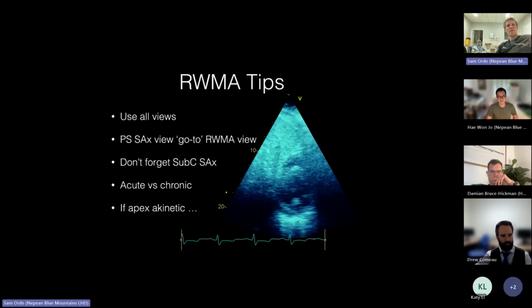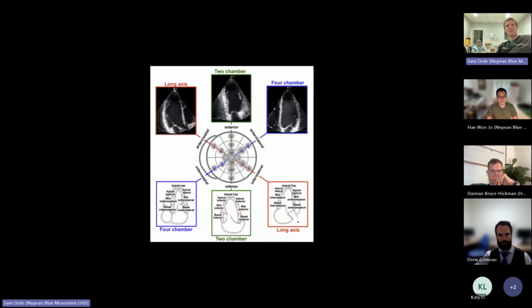We kind of went through a lot of stuff on regional wall motion. Maybe just a couple of tips and tricks. You've got to know your walls. I think if you're doing advanced echo, I think I've said this over and over, you've got to know your walls. I love asking people about the walls of the ventricle because if you don't know it, you don't know advanced echo. So make sure you know it.